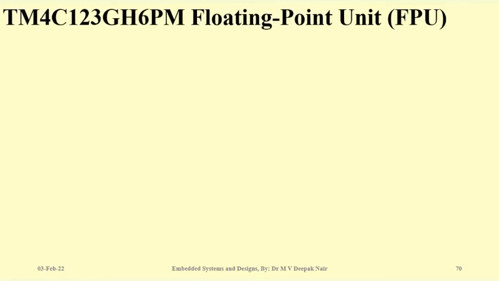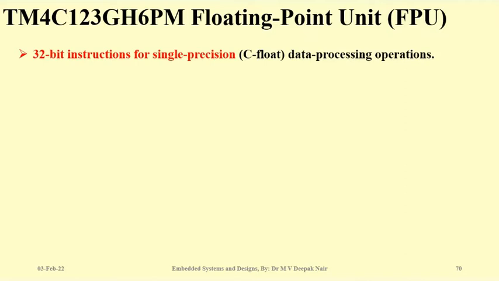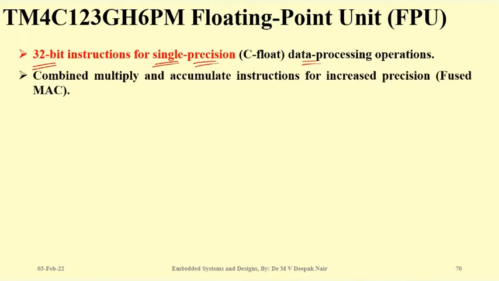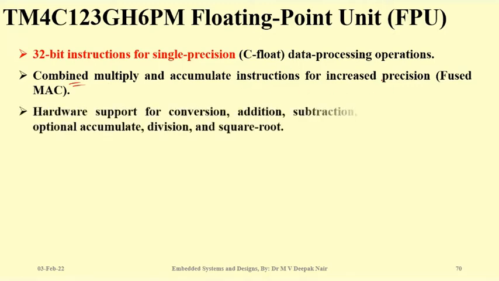Anyway, next, the floating point unit. This is very important. We must know the different types of floating point units available in a microcontroller or microprocessor. First of all, there are 32-bit instructions. If you are using 32-bit instructions, we call it single precision floating point data. Generally multiplication and MAC instructions are used, but leave it, we will come to that part.